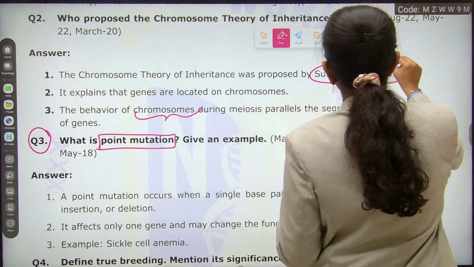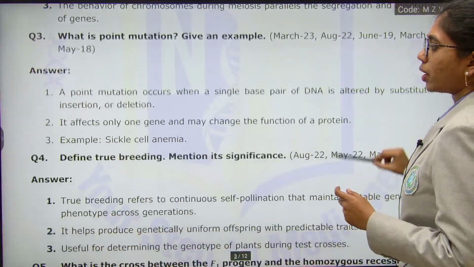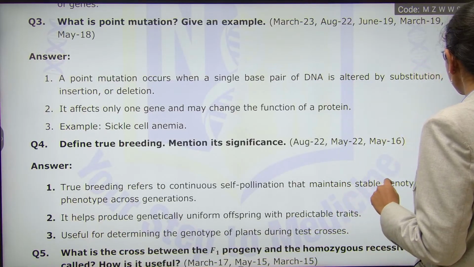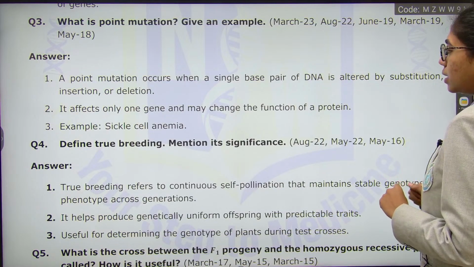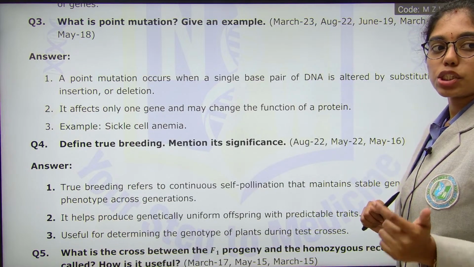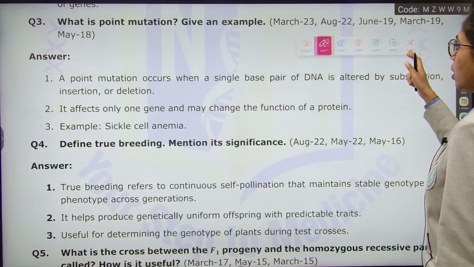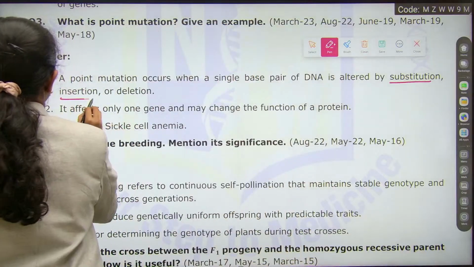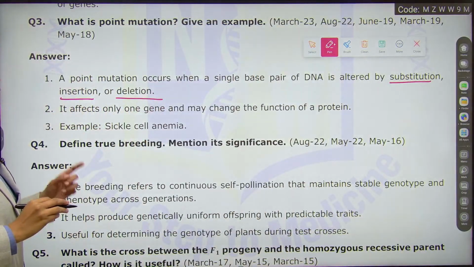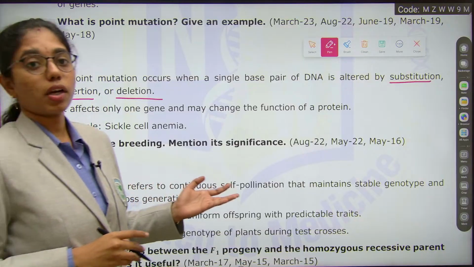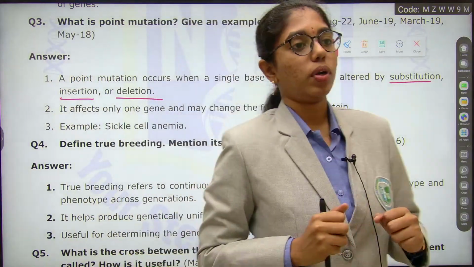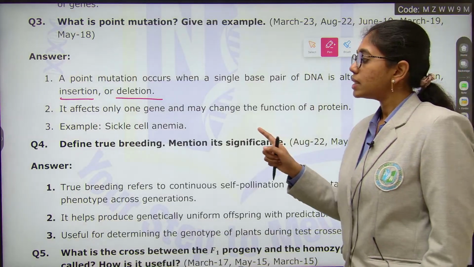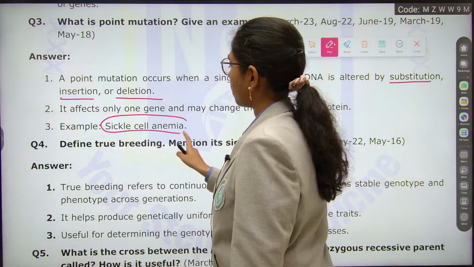Point mutation occurs when a single base pair of DNA is altered by substitution, insertion or deletion. It affects only one gene and may change the function of the entire protein. The complete function of a protein can be changed here. An example is sickle cell anemia.